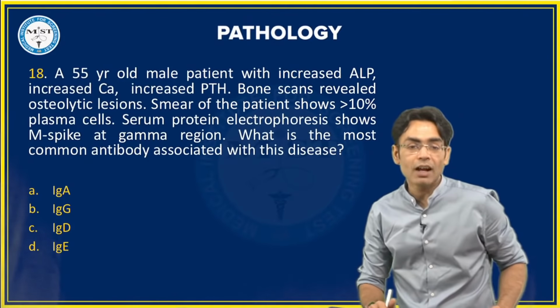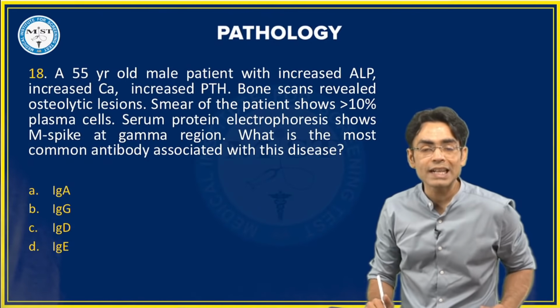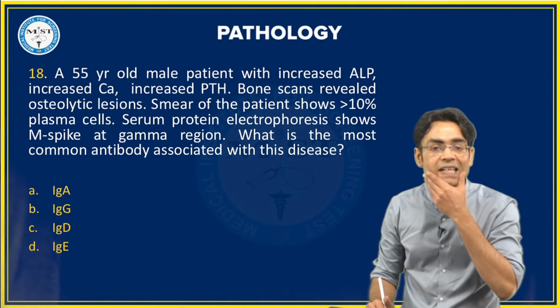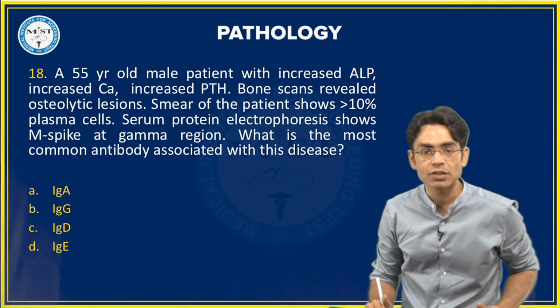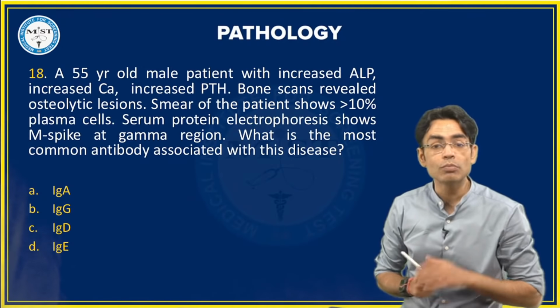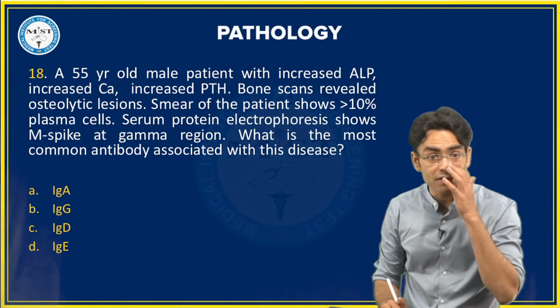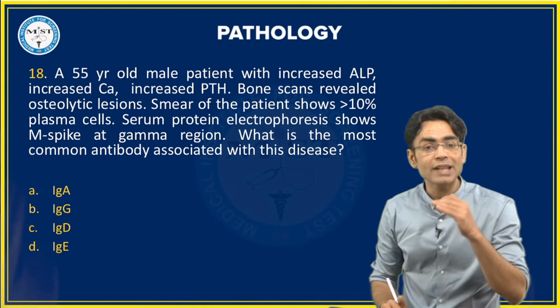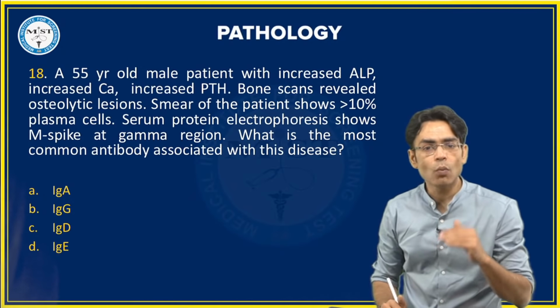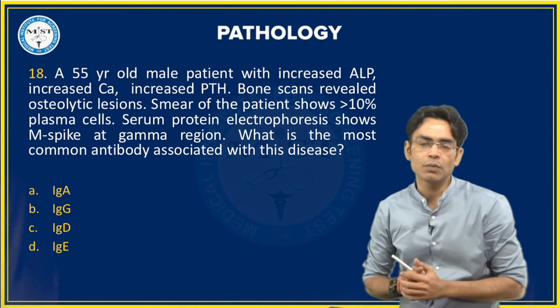Moving ahead, a 55-year-old male patient with increased ALP, increased calcium, increased PTH. Bone scans revealed osteolytic lesions. Smear of the patient shows more than 10% plasma cells. Serum protein electrophoresis shows an M spike in the gamma region. What is the most common antibody associated with this disease?